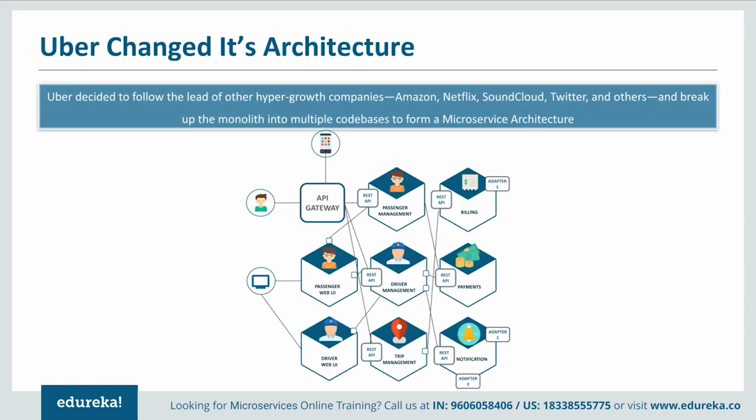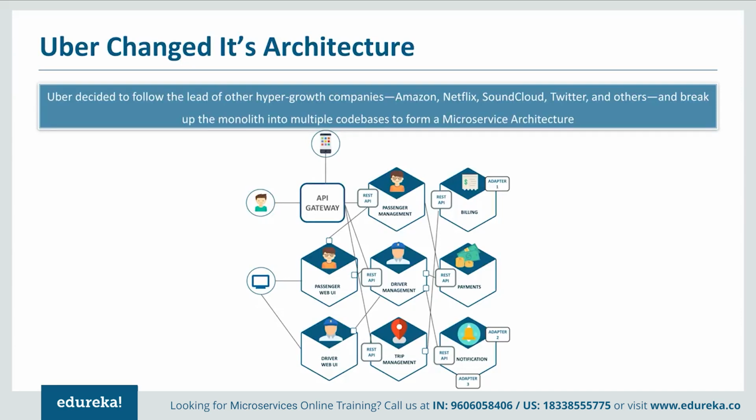So, to avoid such challenges, Uber decided to follow the lead of hyper-growth companies like Amazon, Netflix, SoundCloud, and Twitter and broke down its monolithic framework into multiple code bases to form a microservice architecture. So this is how the new architecture looks like. What do you think is the new change in the architecture? Well, we could clearly see the introduction of API gateway which connected all the drivers with the passengers. Also, from the API gateway, all the internal points were connected such as passenger management, trip management, driver management, and so on. So basically, anybody who connects to the API gateway gets automatically connected to all the microservices.